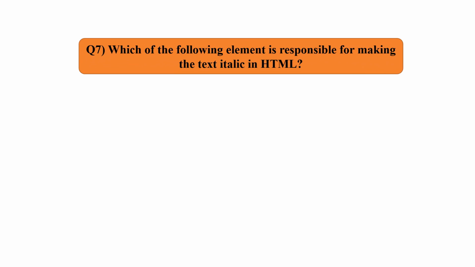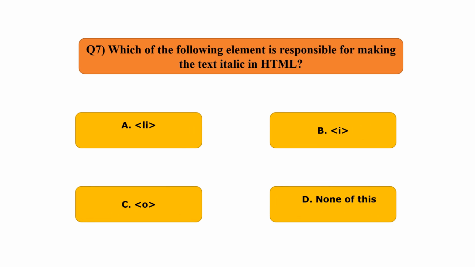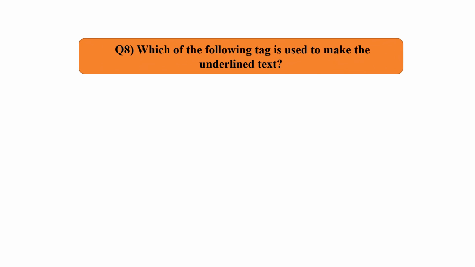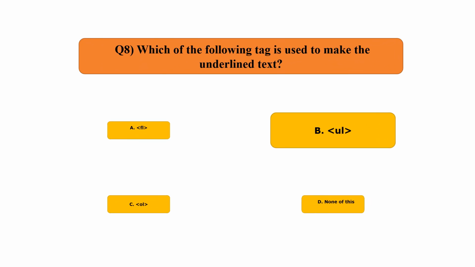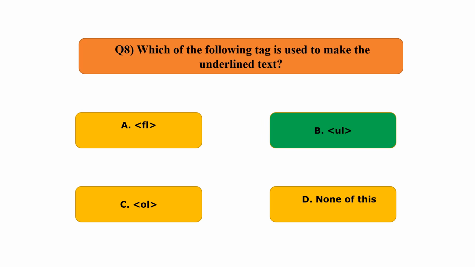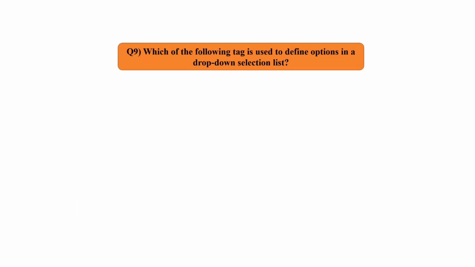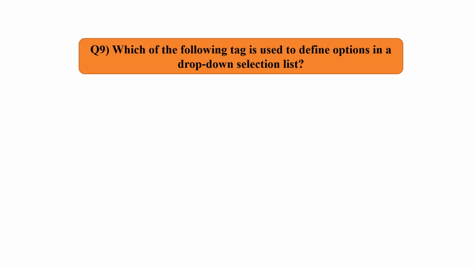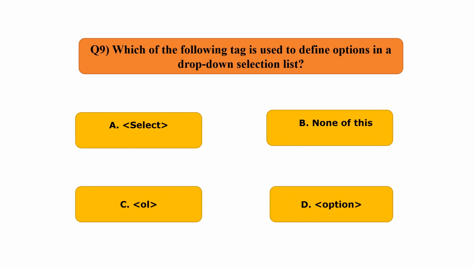Which of the following element is responsible for making the text italic in HTML? Answer B. I. Which of the following tag is used to make the underlined text? Answer B. UL. Which of the following tag is used to define options in drop-down selection list? Answer D. Option.